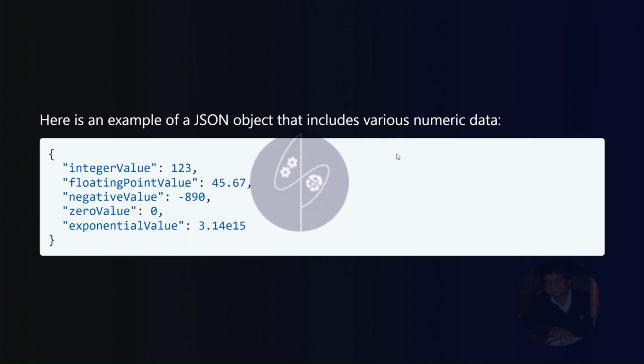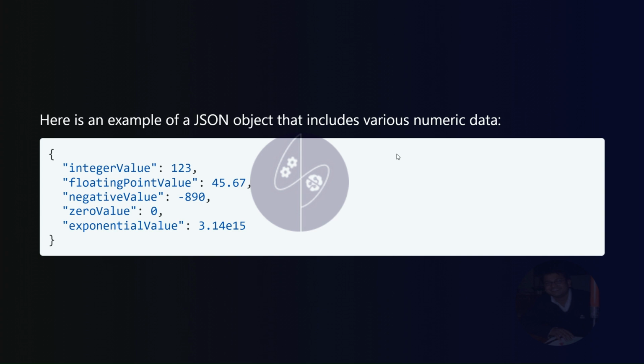Here is an example of a JSON object that includes various numeric data. This is a JSON, JavaScript Object Notation, object representing a set of numerical values. Let's break down each key value pair. Integer value: 123. This key value pair indicates that the variable named integer value has an integer value of 123. In JSON, integers are not quoted.